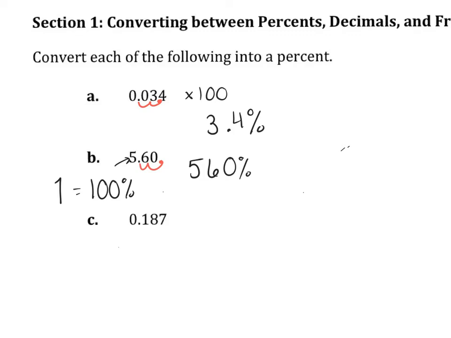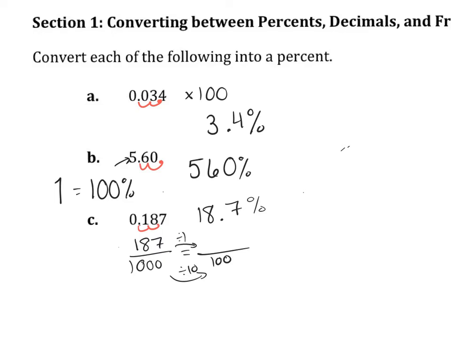Next, we have 187 thousandths. Same thing, move the decimal twice. So you would have 18 7/10%. Because if you think of this as a fraction, it's 187 out of 1,000. But to get it to a percent, it has to be out of 100. So dividing by 10 causes this to become 18 7/10.